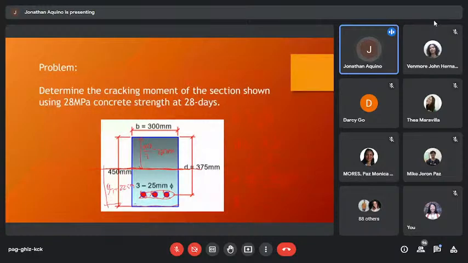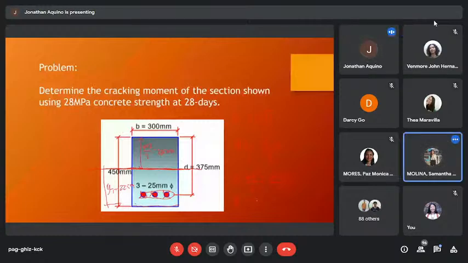Okay? So the cracking moment, okay, Sir, will you excuse me po. MCR is equal to 0.7. Sir, excuse me po, hindi po ata masyadong visible po, sir, yung nasa board po. Naka-ano po yung kulay niya, sir. Okay. Medyo blurred po. Thank you po.